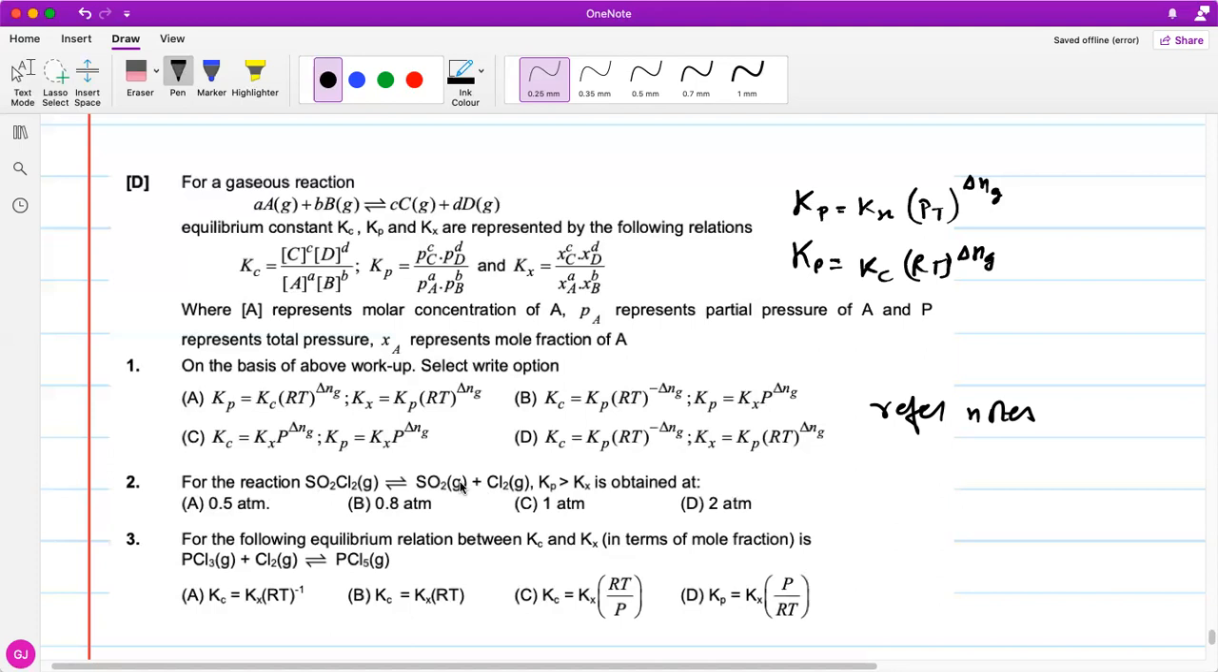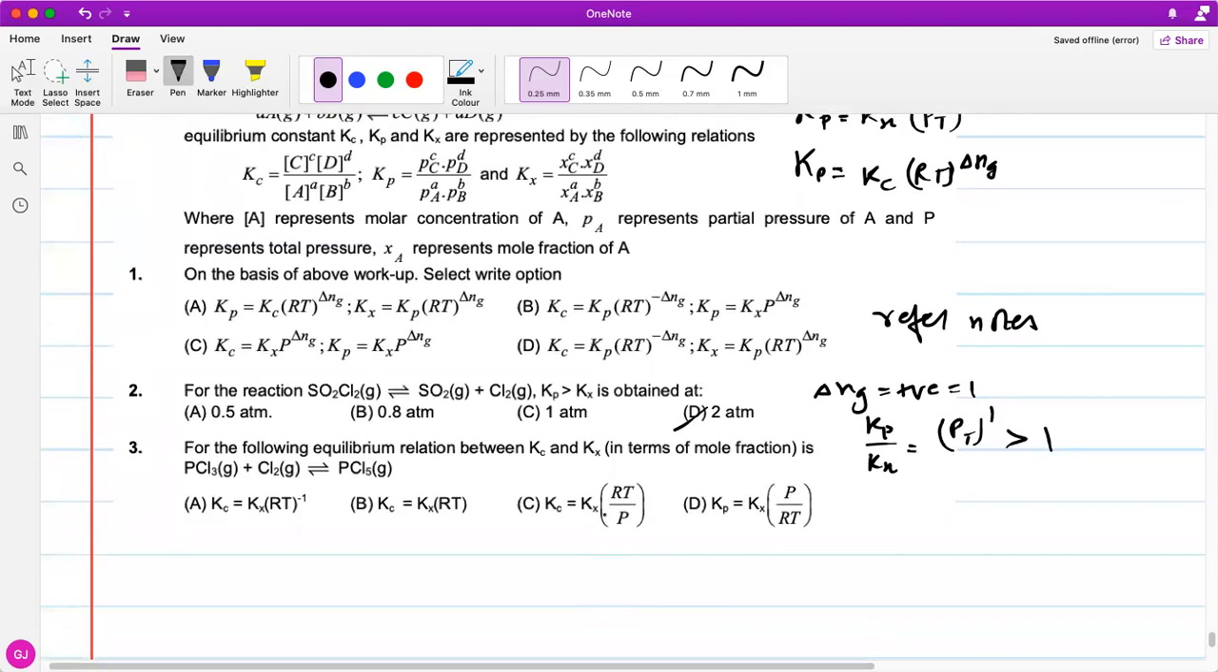Then in the second question, here we can see that delta Ng is positive, and Kp upon Kx will be equal to your P total raised to the power of 1. Delta Ng is 1. So for this reaction Kp is greater than Kx. And Kp upon Kx is greater than 1 is obtained in which case? So the only option here is D option, where the pressure is 2 atm. The third one is also answered in the same manner.